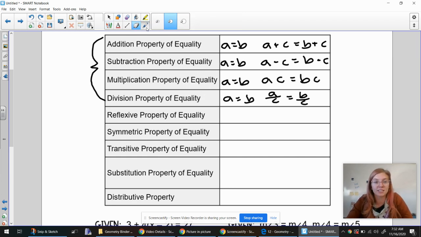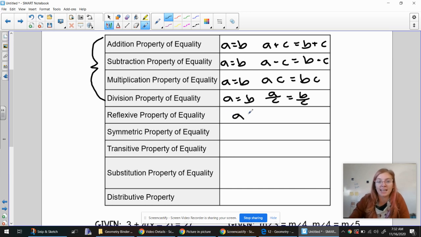Next up, we have the reflexive property of equality. The reflexive property of equality says that A equals A. This says that just because it's on a different side of the equal sign, it's equal to itself. This relates a lot to the symmetric property of equality, which tells us that we can flip things around an equal sign. So if A equals B, then B equals A, and the reverse is also true.